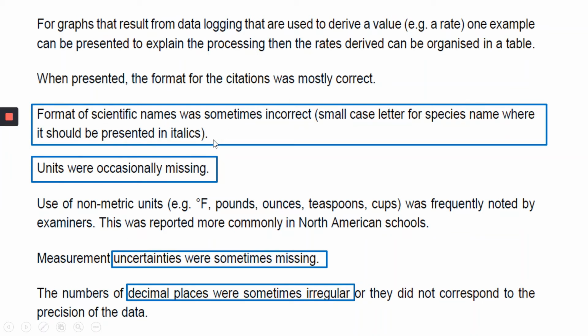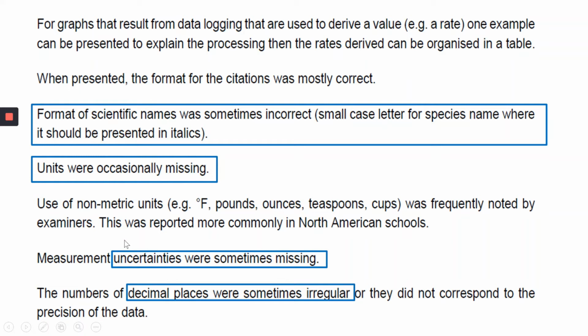A few more. Scientific names: you need to include the binomial names, for example in your research questions. But make sure the format is correct. When you write the binomial name, first of all, it must be presented in italics, and then the genus is in capital and the species is in small letters.